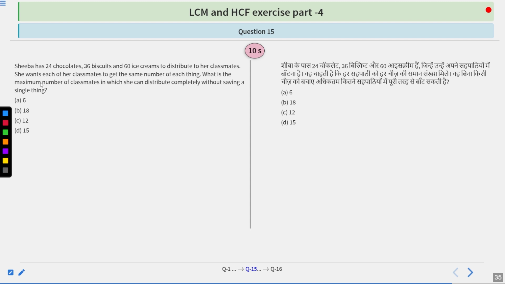Siba has 24 chocolates, 36 biscuits, and 60 ice creams to distribute to her classmates. She wants each of her classmates to get the same number of each thing. What is the maximum number of classmates among whom she can distribute completely without saving a single thing? Options are 6, 18, 12, and 15.